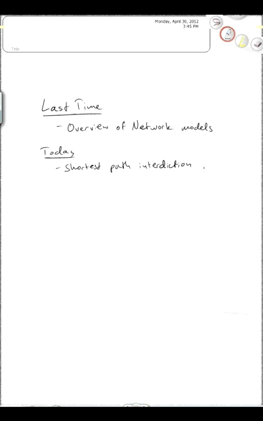So the plan for today is to talk about a new problem called shortest path interdiction. The basic idea behind this problem is that somebody else is solving a shortest path, and what we'd like to do is go in and make their life as difficult as possible. So we want to make their shortest path as long as possible by doing things like maybe lengthening some edges or getting rid of some edges entirely. So let's just jump in and discuss the shortest path interdiction problem.